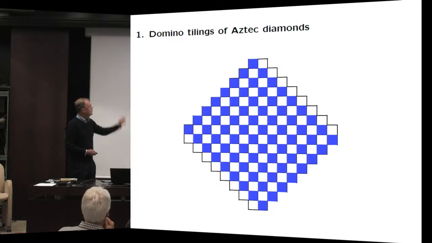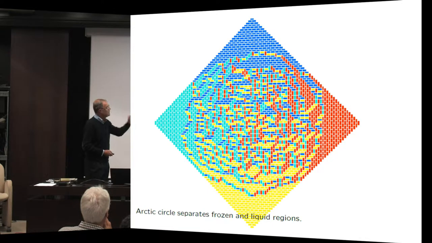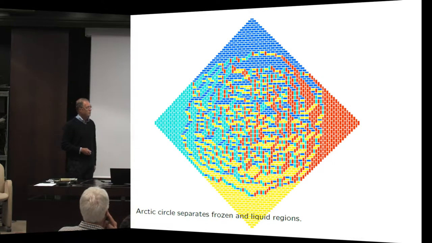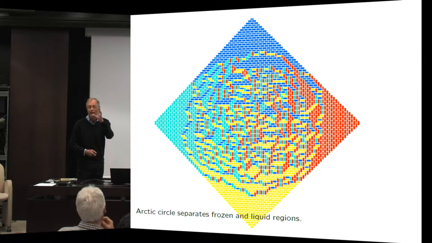This is an Aztec diamond. You want to tile this with dominoes, and you want to see what happens. This is an example generated by computer. You ask a computer to put those dominoes on there randomly. What you notice is that this part is blue, it is frozen. It's a frozen region. This is a solid region of green, this is a solid region of yellow, this is a solid region of red. If you close your eyes slightly, you see roughly an inscribed circle, and the stochastic, liquid region is inside there.